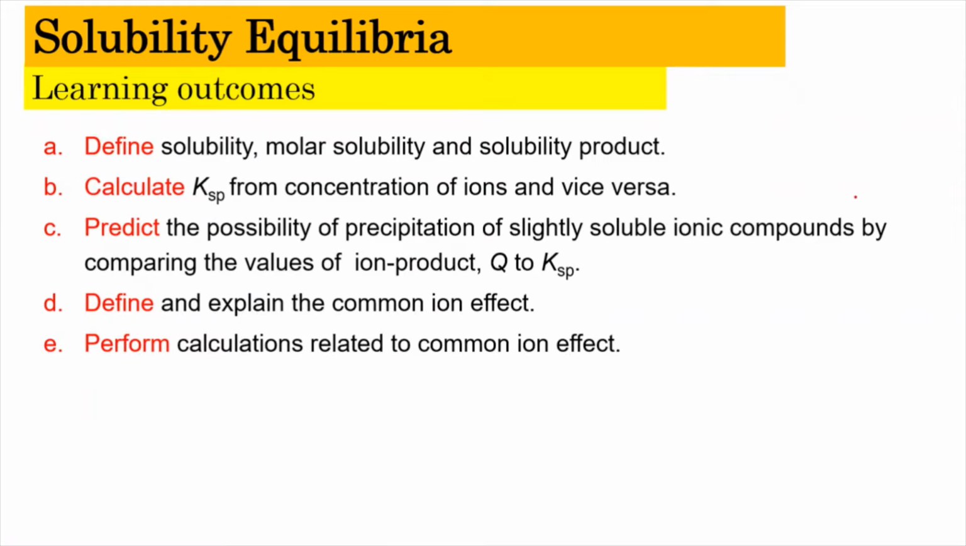So in this video, we're going to learn about the definition for the solubility, molar solubility, as well as the solubility product. Next, we're going to learn about the calculation for the KSP from the concentration of the ions. Last but not least, we're going to predict the possibility of the precipitation of a slightly soluble ionic compound by comparing the values of Q with the KSP.